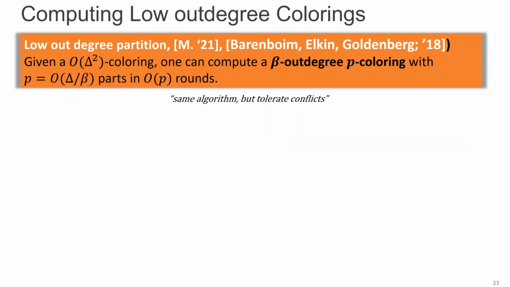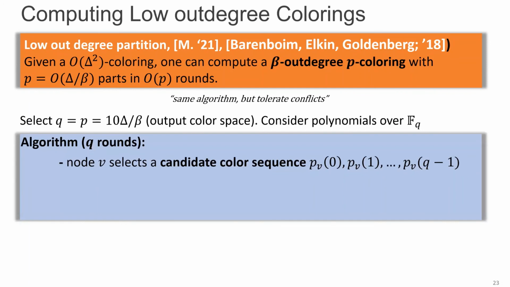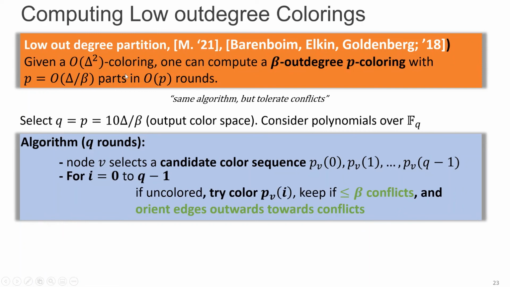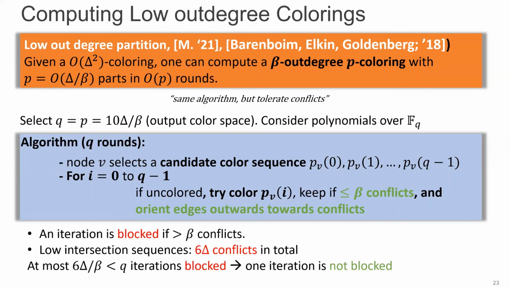I won't talk about the defective colorings, but it's very similar. I will just tell you about this out degree coloring. How do you get this? It's the same algorithm as before, but now we want to compute an improper coloring, so you tolerate conflicts. So you take the same algorithm, you compute the sequence, you choose the parameter q differently, and now you iterate through the colors. And when you try a color, you tolerate up to beta conflicts, because that's fine for you. When you pick a color, you just orient the edges towards the conflicts.